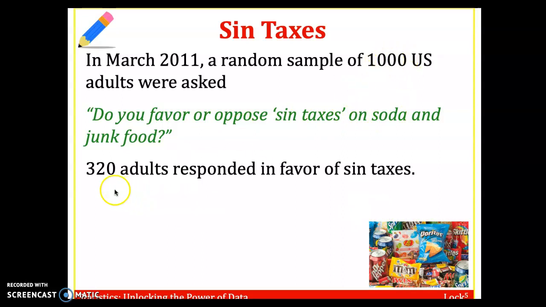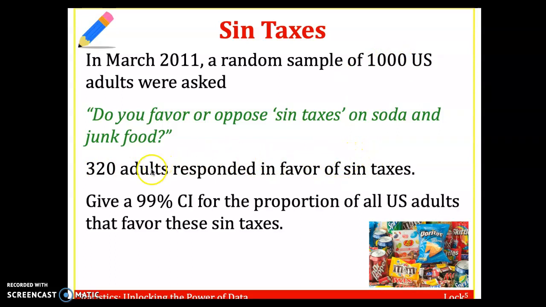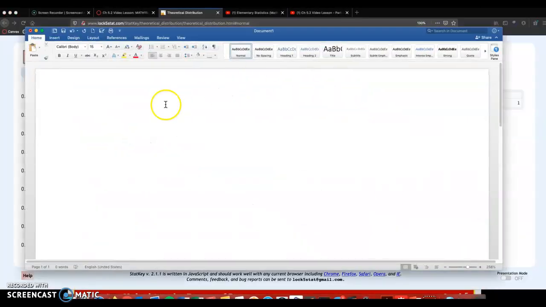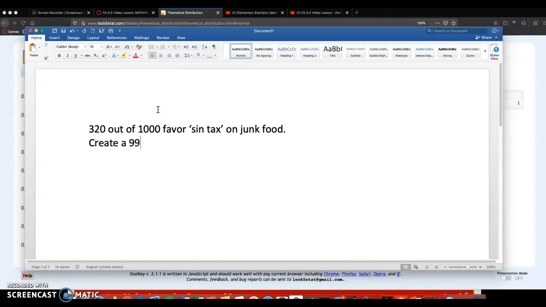And out of 1,000 people, only 320 adults responded in favor of sin taxes. So I want to go through and give a 99% confidence interval for the proportion of all adults that favor these sin taxes. Okay, so I want to actually write this up and go over this in detail. So 320 out of 1,000 favor sin tax on junk food. We want to create a 99% confidence interval.